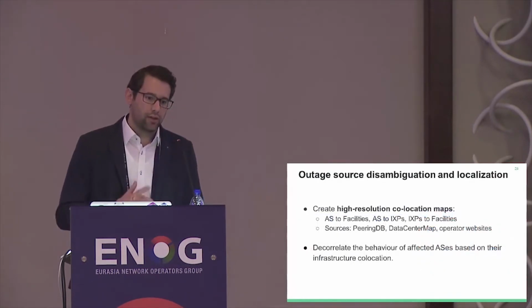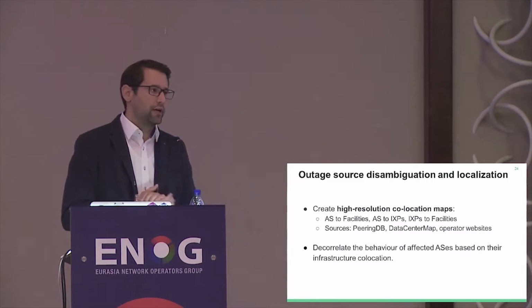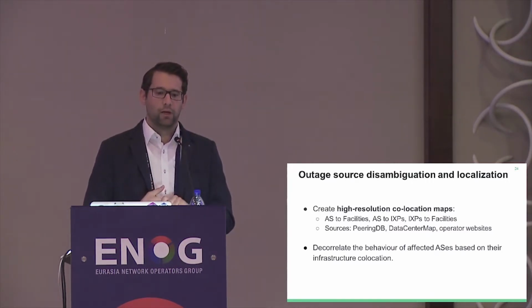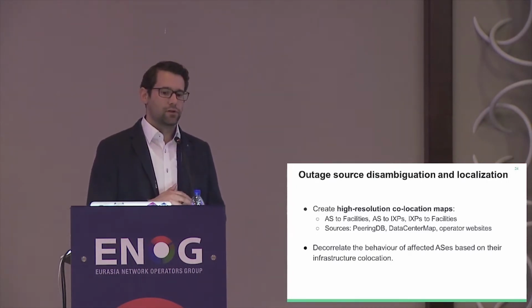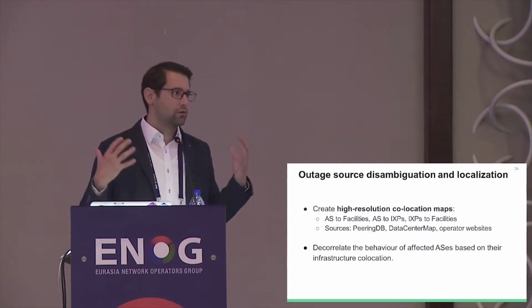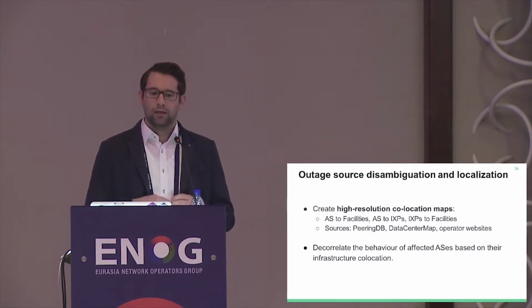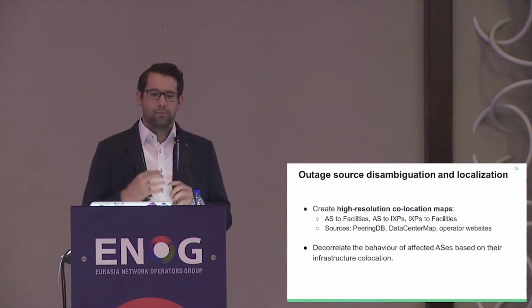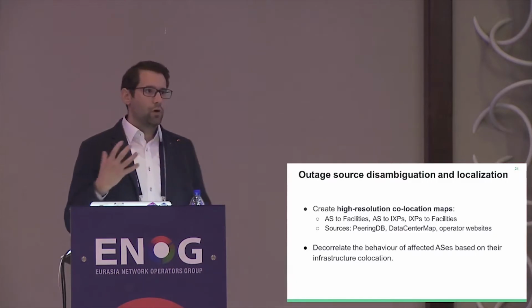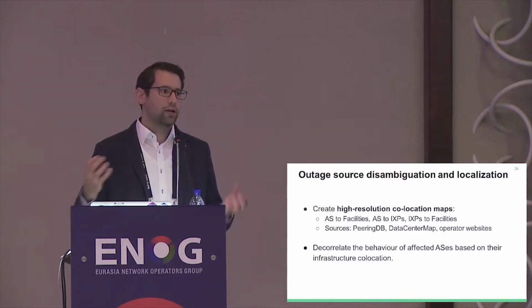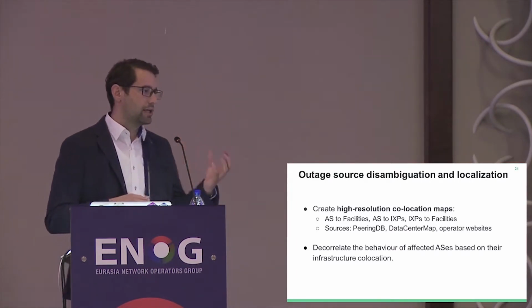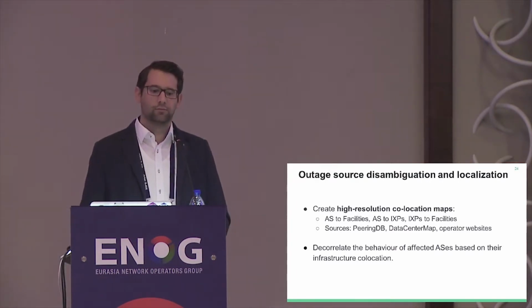So our solution to that, as I mentioned earlier, is to create a high-resolution co-location map. That means mapping all ASs to facilities, ASs to IXPs, IXPs to facilities. And we use just publicly available sources, so you could also do the same and verify: PeeringDB, data center map, and operator websites. By doing this, we can monitor a huge number of facilities across the globe and correlate the data to get an understanding of what's going on on a global scale.